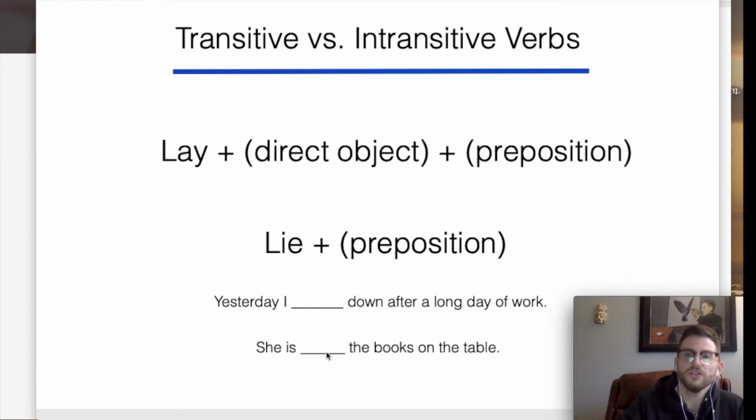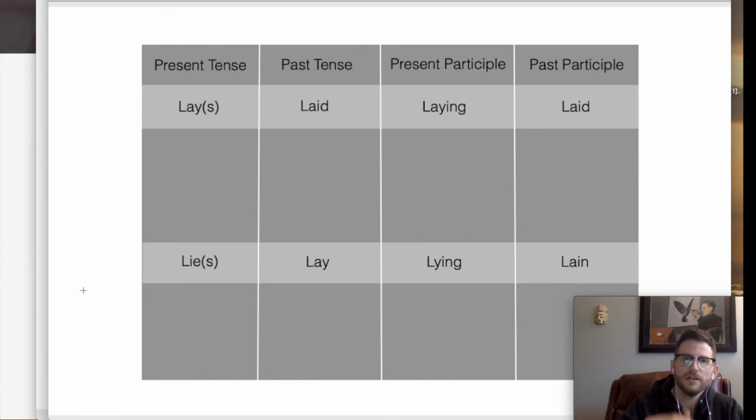Okay. So now how do I conjugate lay and lie? And I think the reason that these two verbs are confused is because the conjugation is a little confusing. Okay. So let's look at the conjugation. This is the conjugation table for these two verbs. So to lay would be the one on top, and then to lie would be the one on the bottom.